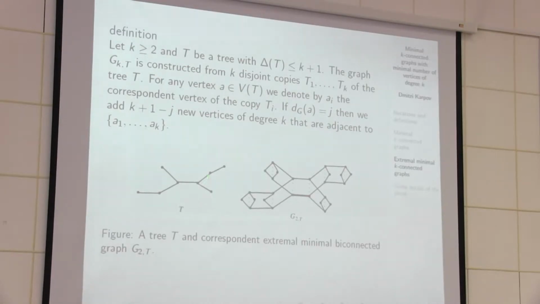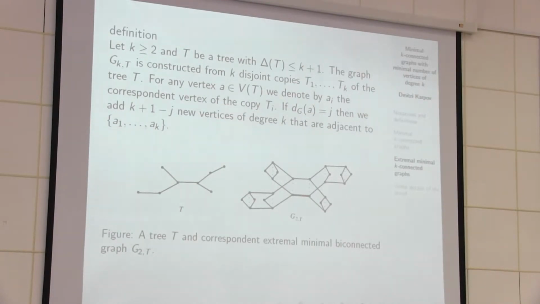Let A be a vertex of the tree T of degree j. Then to the k copies of the vertex A, we add k plus 1 minus j new vertices of degree k. Here is a vertex of degree 1, and we have added 2 vertices of degree 2. Here we can see a vertex of degree 2, and we add 1 new vertex of degree 2. And to the vertex of degree 3, on this picture, we add no vertices of degree 2. One can imagine such a construction, such a picture, for greater k.